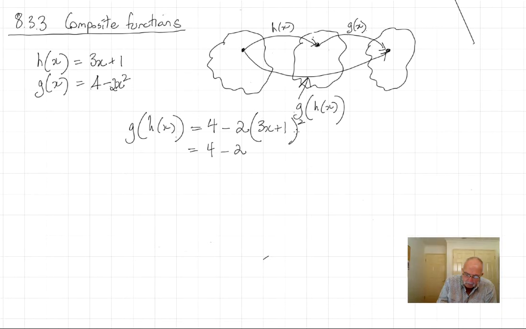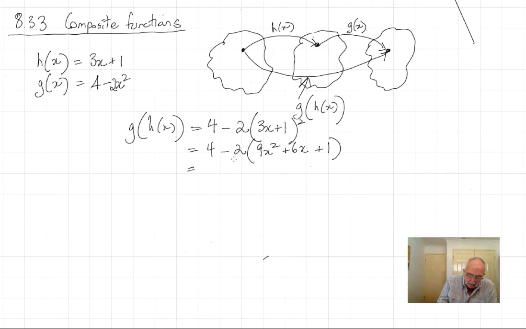Using FOIL or whatever you like, you can actually do the expansion of this, and you should get 9x squared. The way I do it is you square the first, square the last, plus 1 squared is plus 1, and then it's twice the product. 1 times 3x is 3x, times 2 is plus 6x, and that is the expansion. So when you've got a plus b all squared, it's a squared plus 2ab plus b squared. So you've got first term squared, last term squared, twice the product of the two.